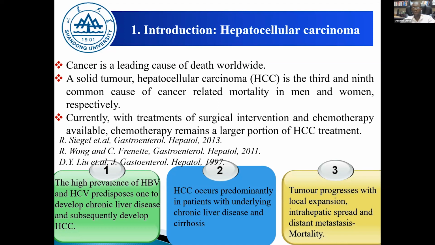HCC occurs predominantly in patients with underlying conditions, mostly chronic liver disease and cirrhosis. Once the tumor has been established at a particular location, it tends to expand. The next stage is where it spreads within the liver, followed by the tumor spreading across organs, which is referred to as metastasis, and ultimately resulting in death.